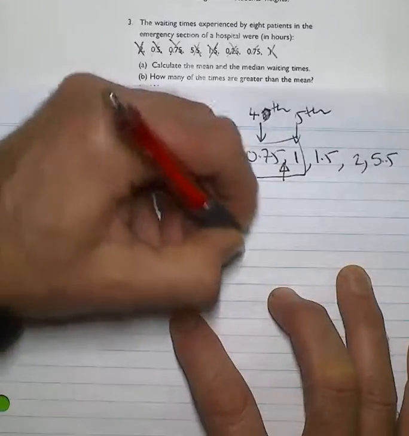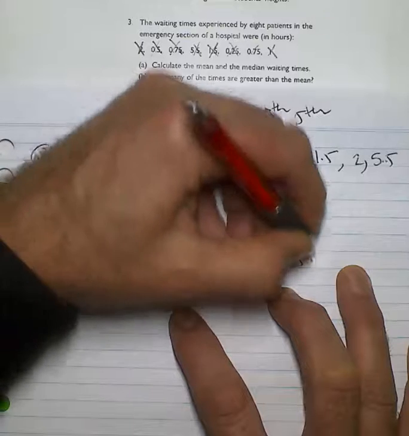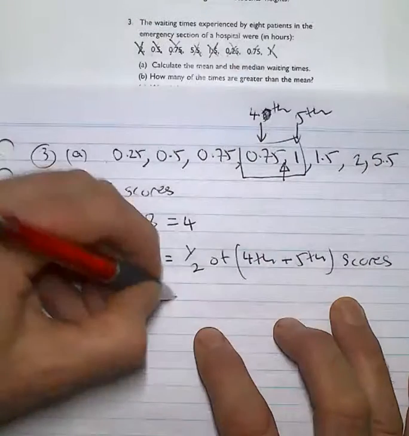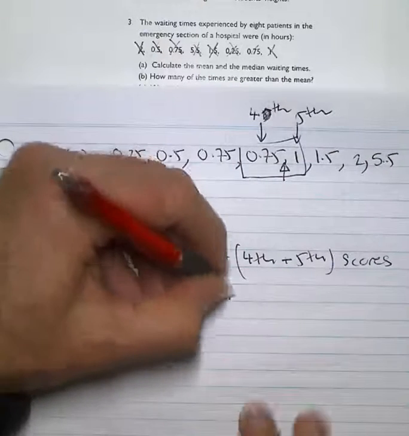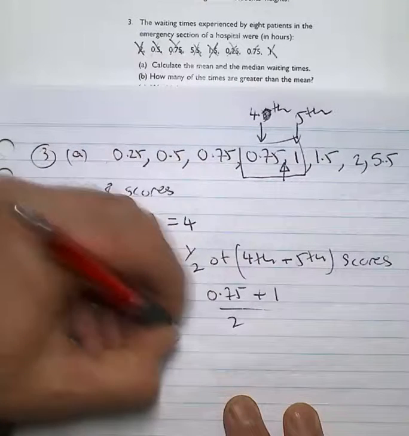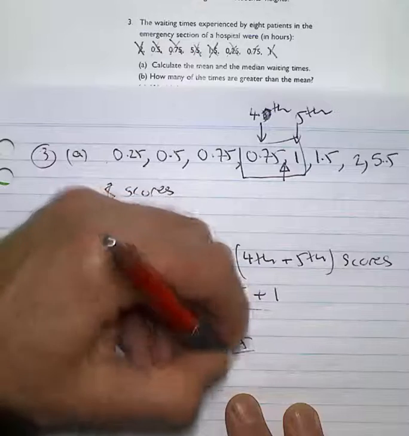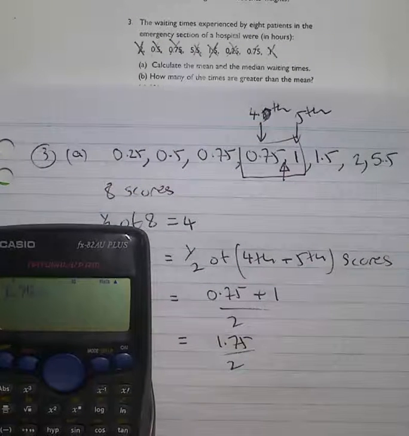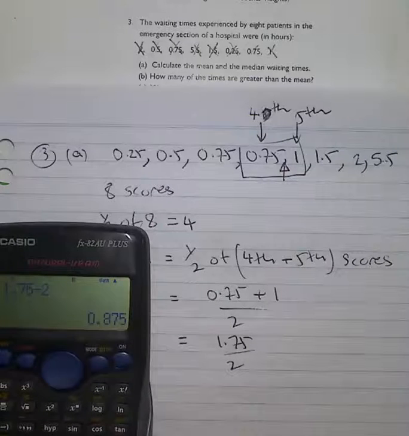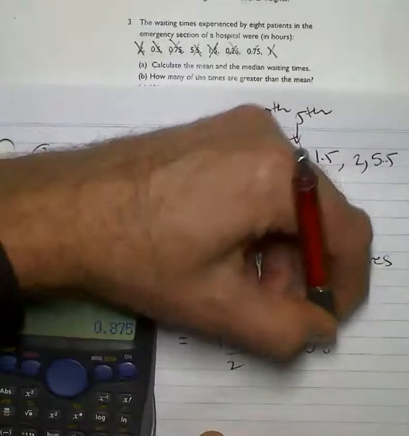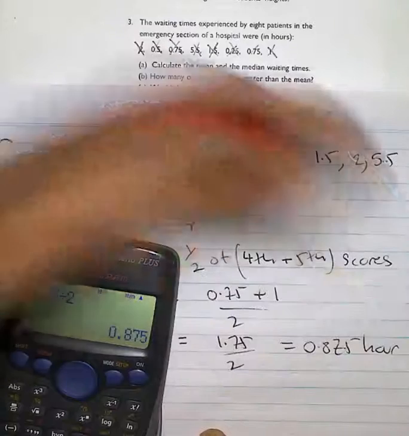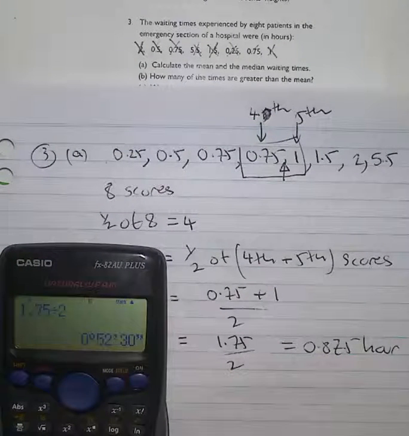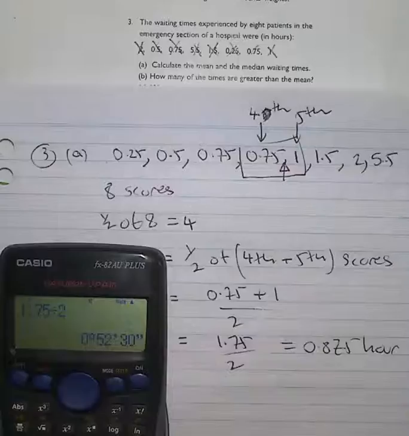So I'm going to add half of the 4th and 5th scores. So half of 0.75 plus 1 divided by 2, 1.75 divided by 2. That gives me 0.875 of an hour. Now that's a little bit clunky, so as we did before, degrees, minutes, seconds, or 52 minutes and 30 seconds.